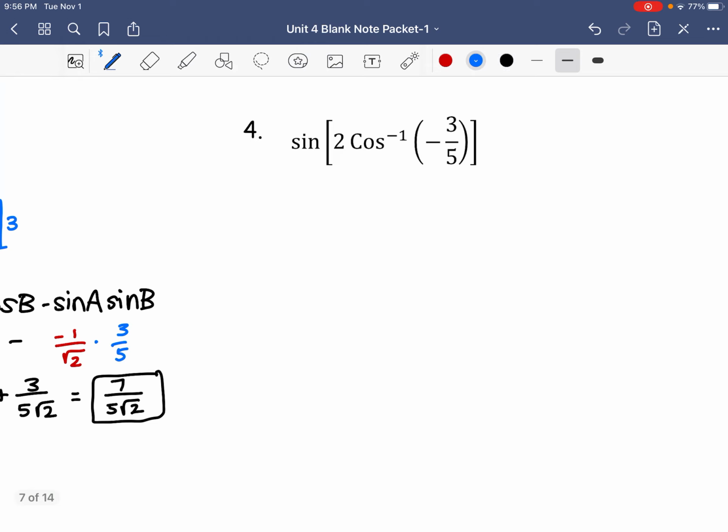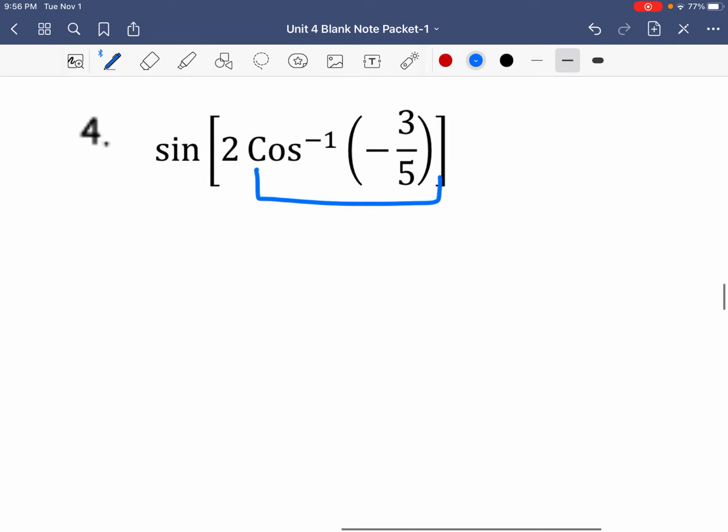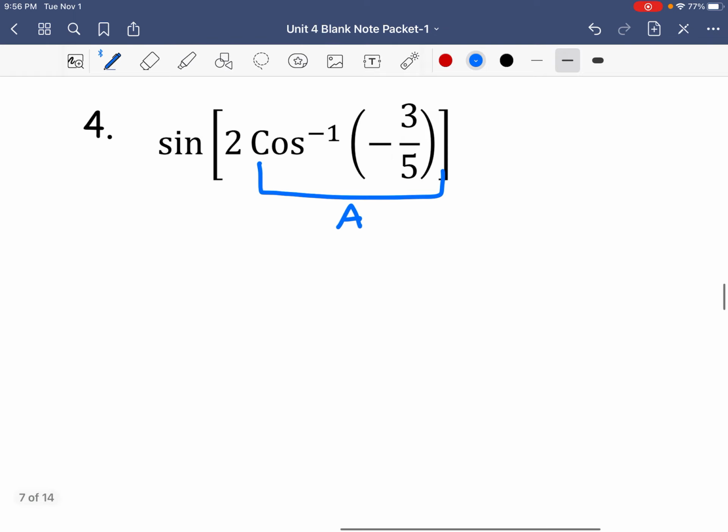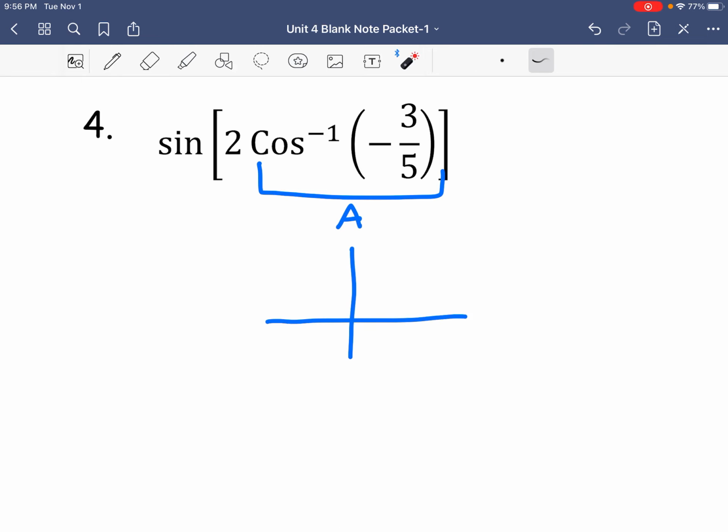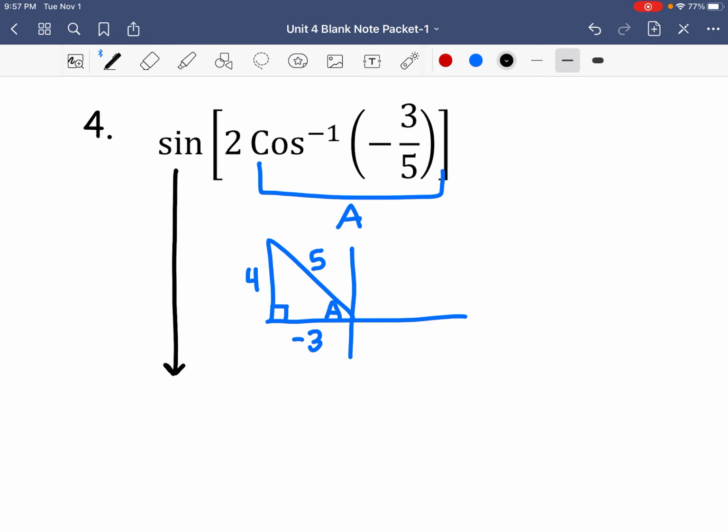Okay, number 4 we're going to do together. Number 4 is sine of 2 inverse cosine negative 3/5. Now that part that I just put blue around is going to be an angle, and I don't know what it is, so I'm going to call it angle A. Okay, let's think about inverse cosine. I could be in 1 or 2. Because this is negative, I'm going to be in quadrant 2. So this time, let's draw our triangle in quadrant 2. This is angle A. Cosine is adjacent over hypotenuse. Missing leg is positive 4.